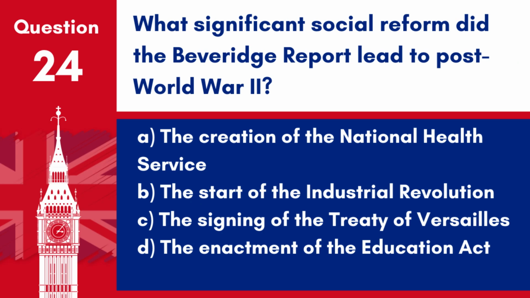Question 24. What significant social reform did the Beveridge Report lead to post-World War II? A. The creation of the National Health Service. B. The start of the Industrial Revolution. C. The signing of the Treaty of Versailles. D. The enactment of the Education Act.